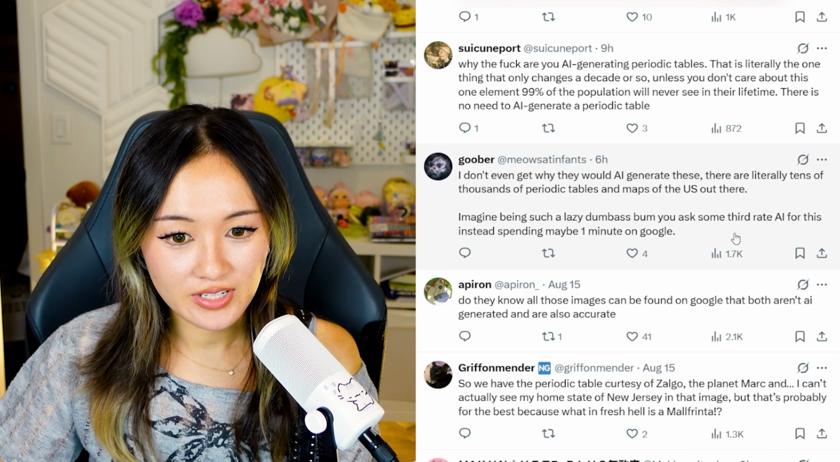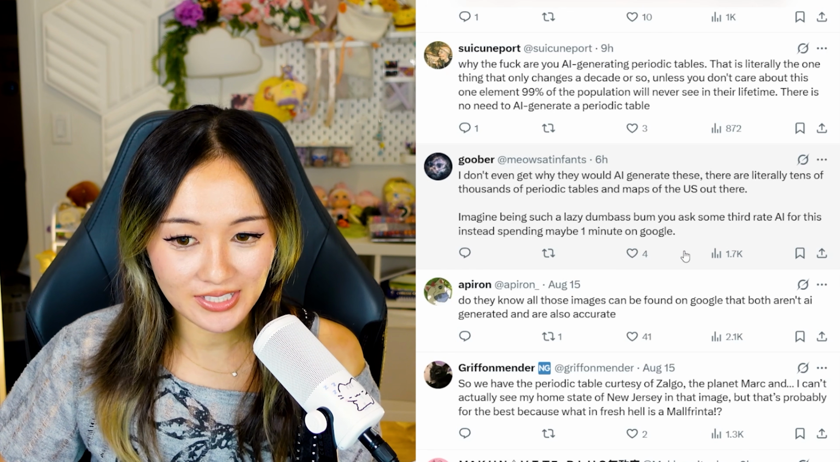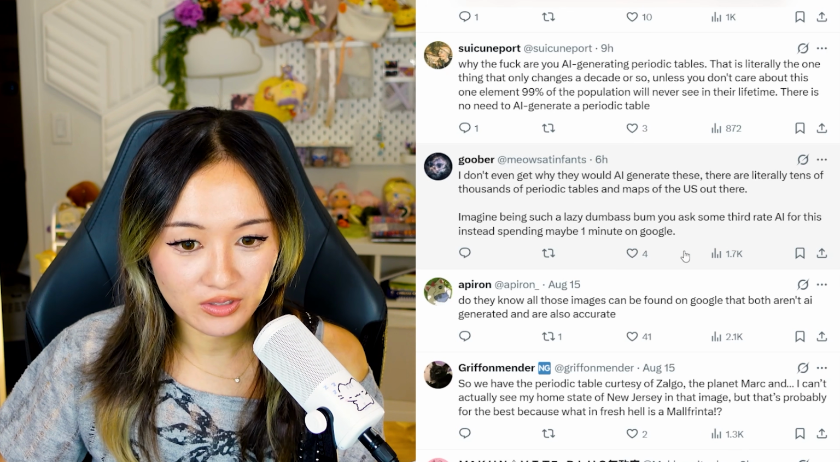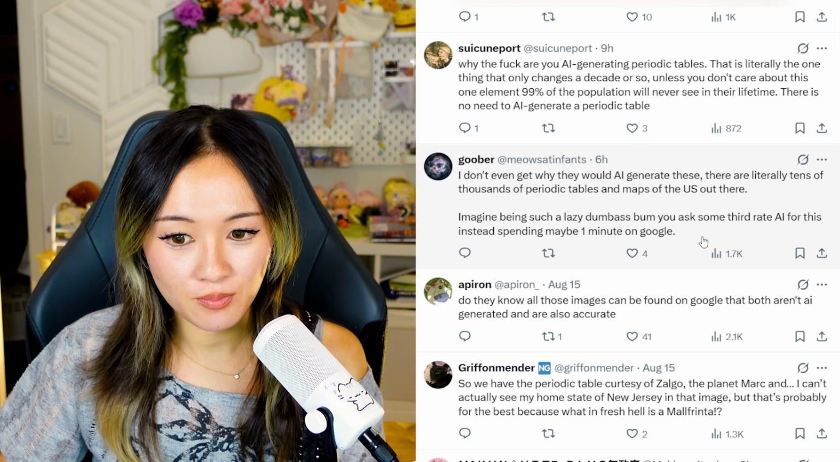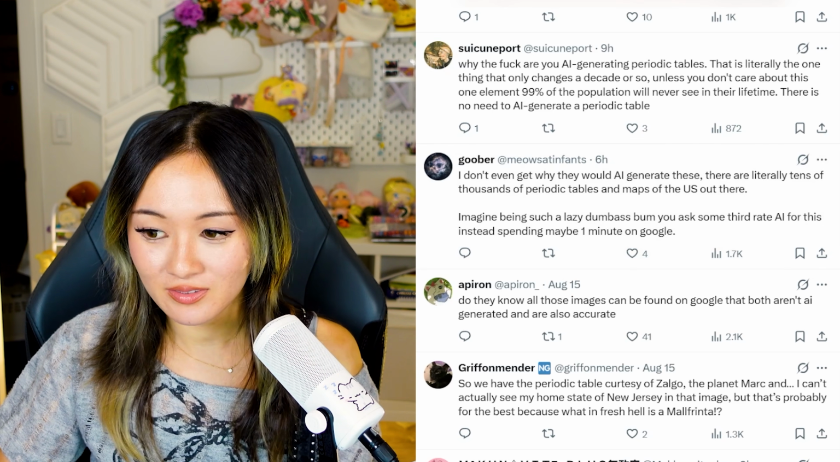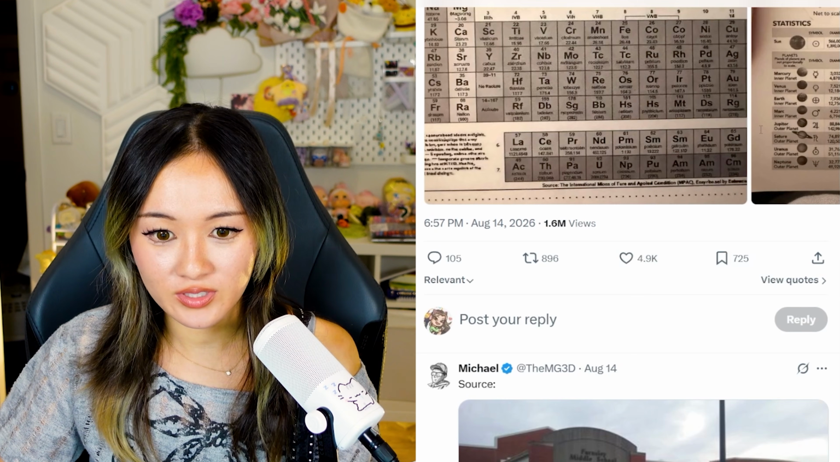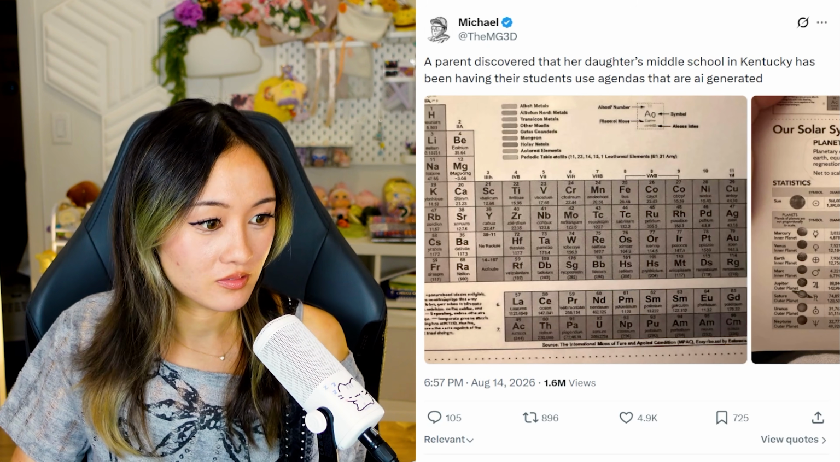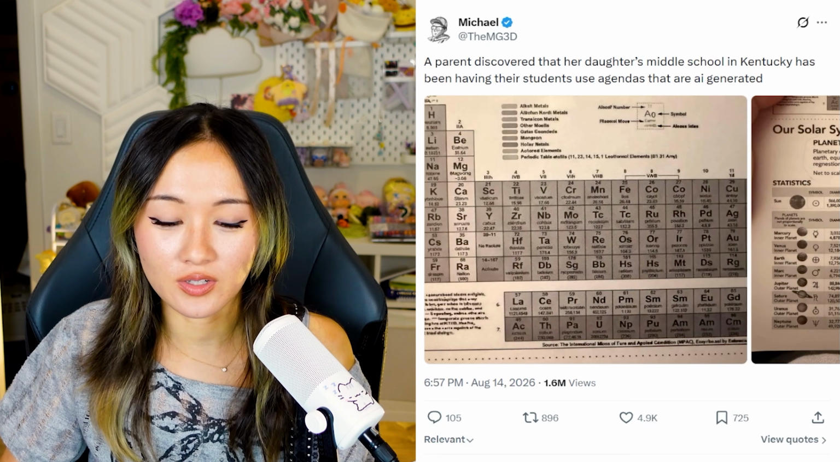And another commenter says, I don't even get why they would AI generate these. There are literally tens of thousands of periodic tables and maps of the US out there. Imagine being so lazy, you ask some third-rate AI for this instead of spending maybe 1 minute on Google. Because yeah, that literally makes no sense because again, so many periodic tables and maps made that could be used. You don't need to go to AI for it.